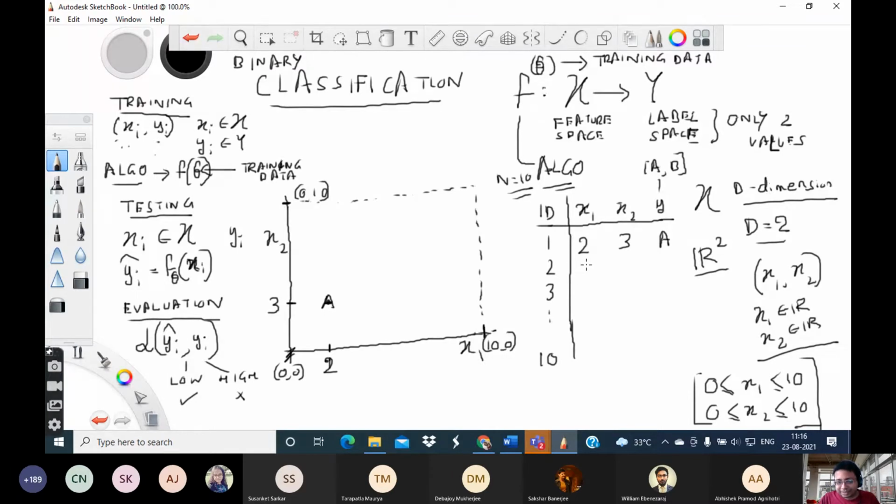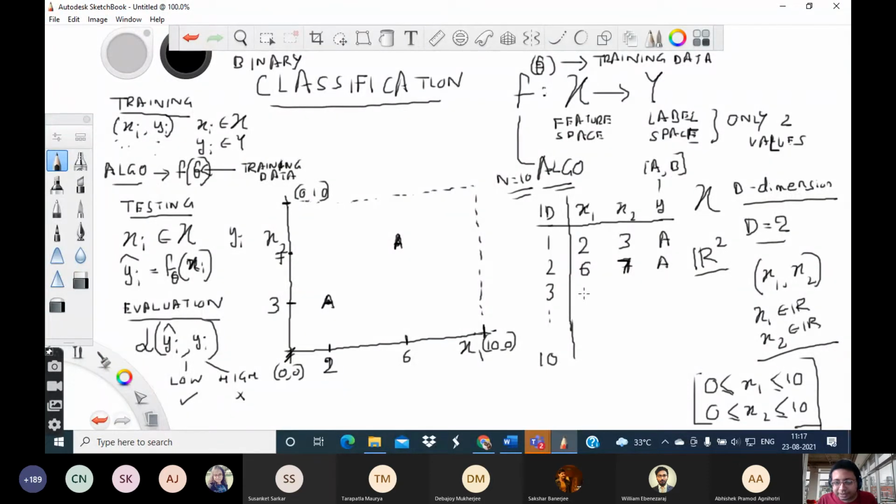Next, second data point. Just for an example, let's say 6, 7, 8. Maybe this point is 6 and maybe this point is 7. So I plot this point 6, 7 and I write A here. Please ask questions if anything is not clear.